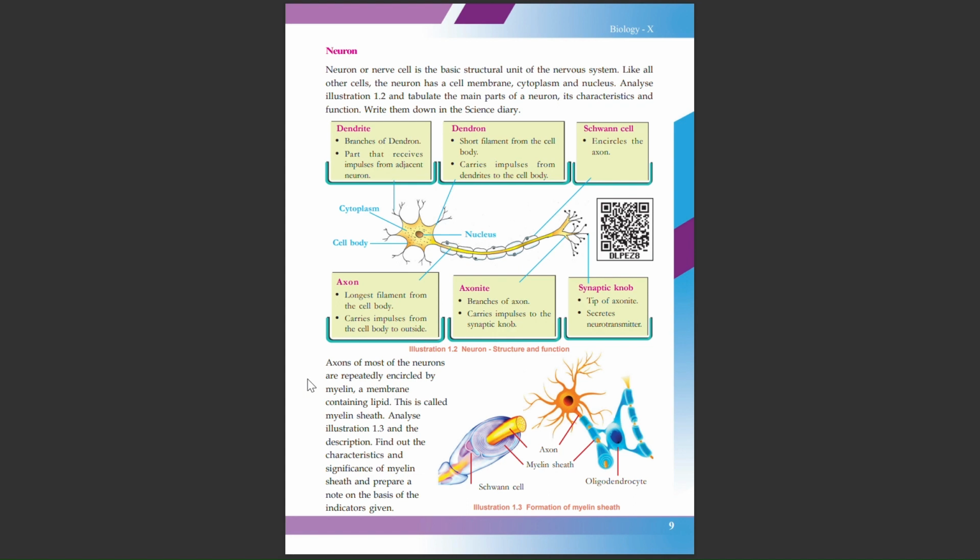So the Schwann cell is there, no, that will secrete a myelin that repeatedly encircles the axon. So that sheath is called myelin sheath. See here, you can see the Schwann cell is here. This dot is the Schwann cell. So that produces this myelin sheath. All this is myelin sheath. Okay.